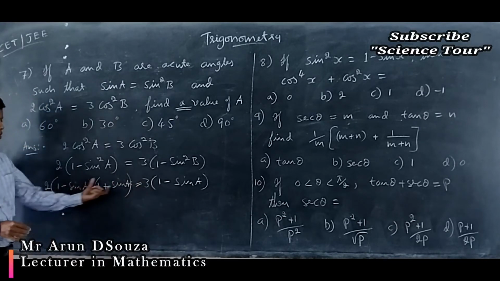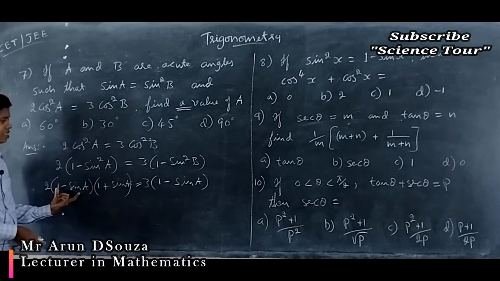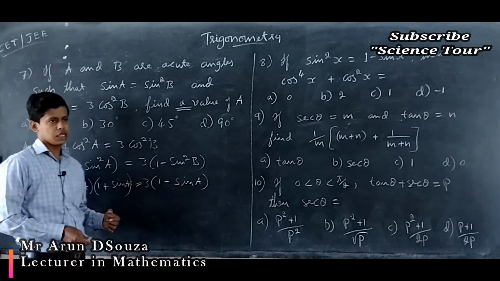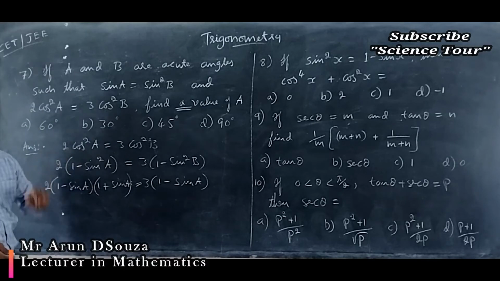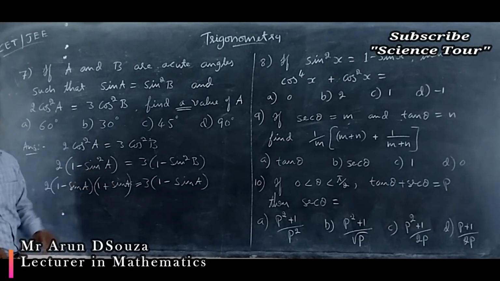So this is (A minus B) into (A plus B). Now 1 minus sin A and here also 1 minus sin A. So we'll divide by 1 minus sin A so that it will cancel both sides.